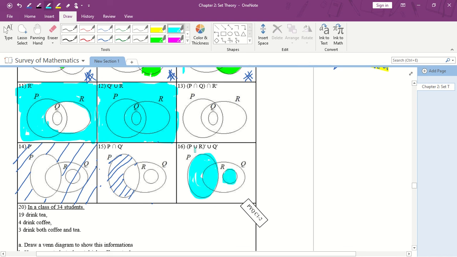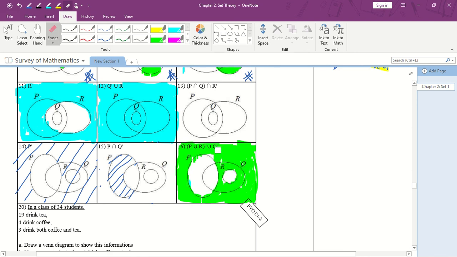And now the question says that P union R prime means the region that is not blue color, which is the region that you need to shade. So let me just shade this color. I will remove the blue color later on, okay? Just so you can see it. Okay, green color is the region that we need to shade. And the blue color we remove now because it says complement, so we don't want to include it.